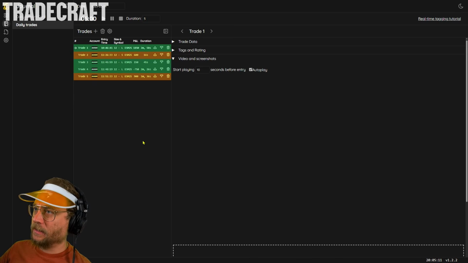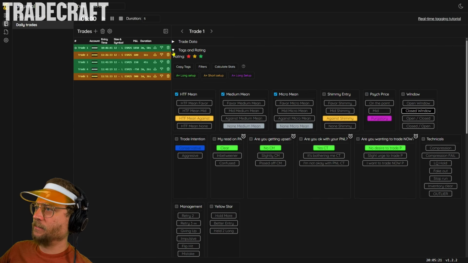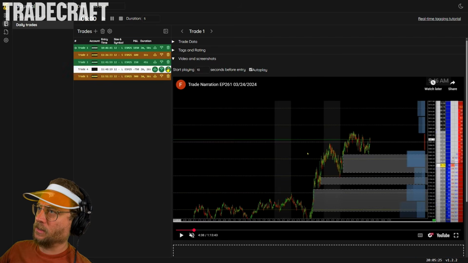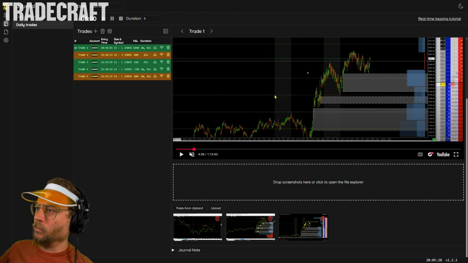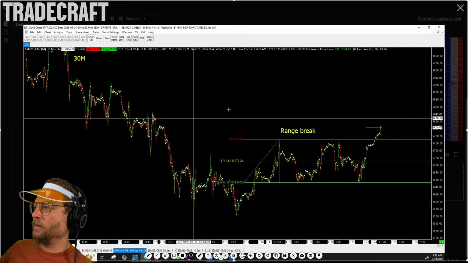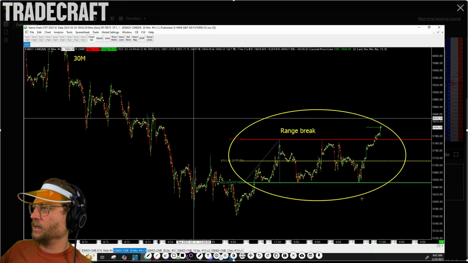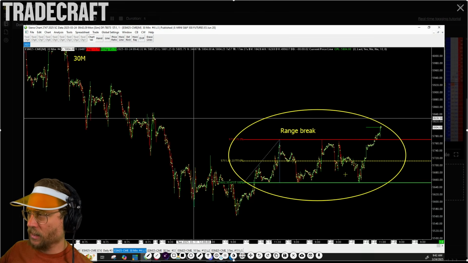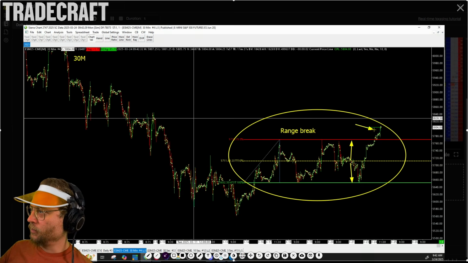Let's go back in. So I just want to showcase something new. You can expand and collapse certain areas on the journal to get more room. Let's come down to the screenshots, which are going to be extremely important. So right where these red and green lines are, this is a range, and that range is spanning from here to here. The range is currently breaking out in this region.